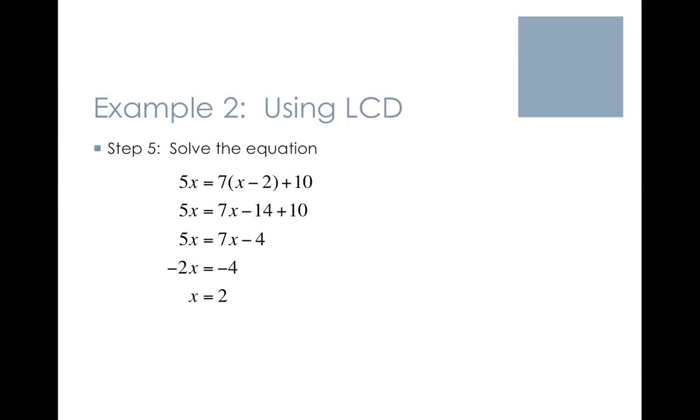So first I start by distributing the 7. So 7x minus 14. Then I can combine the negative 14 plus 10 to get negative 4. And then I'll solve for x, and I end up with x equal to 2.